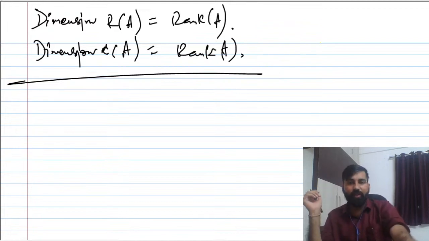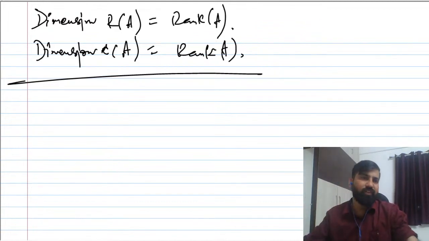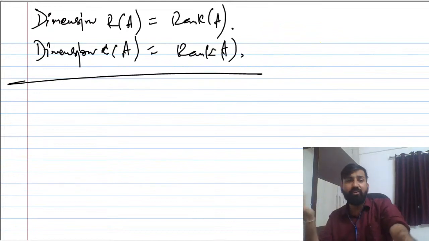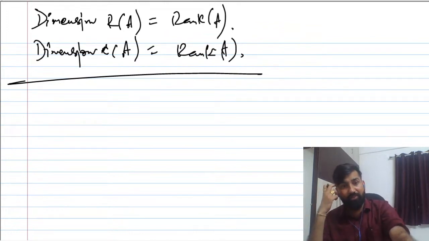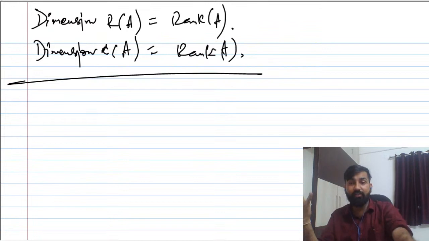okay, they are finding themselves miserable while giving the interview, okay, because they don't know what is the meaning of linear independence, what is the meaning of rank in terms of, you can say, in terms of dimension of the column space, dimension of the, what is dimension, right?